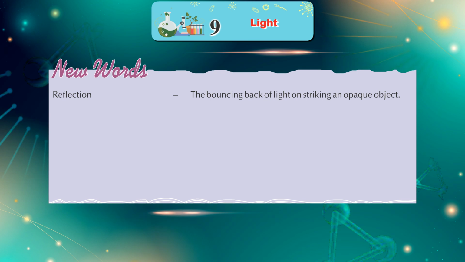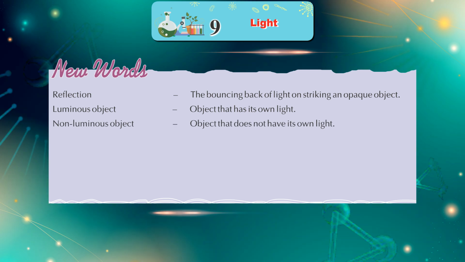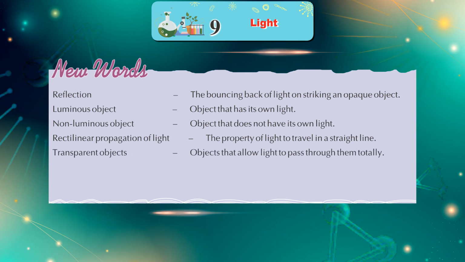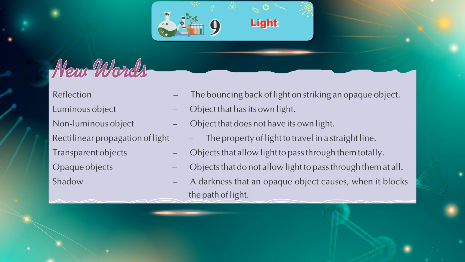New words. Reflection. The bouncing back of light on striking an opaque object. Luminous object. Object that has its own light. Non-luminous object. Object that does not have its own light. Rectilinear propagation of light. The property of light to travel in a straight line. Transparent objects. Objects that allow light to pass through them totally. Opaque objects. Objects that do not allow light to pass through them at all. Shadow. A darkness that an opaque object causes when it blocks the path of light.